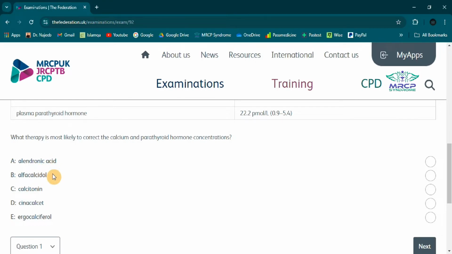Alfacalcidol is the synthetic vitamin D analog that is hydroxylated, making it active without requirement for the renal conversion. And this alfacalcidol increases the intestinal absorption of calcium and phosphate, and it will also help us to normalize the serum calcium level and reduce the parathyroid secretion by the negative feedback mechanism. So this will be the most appropriate management in this patient. It will address the root cause of secondary hyperparathyroidism in CKD.